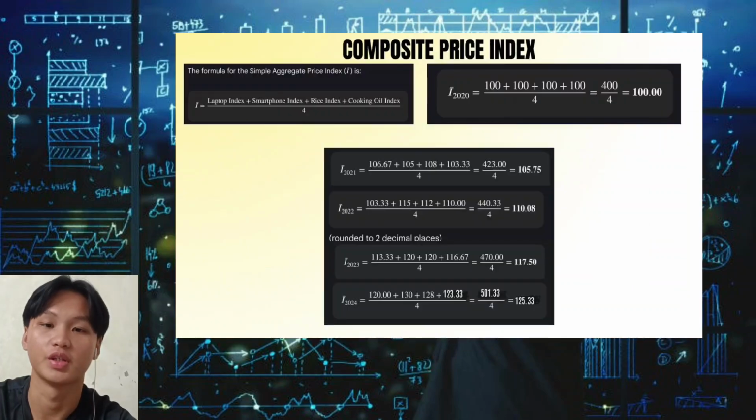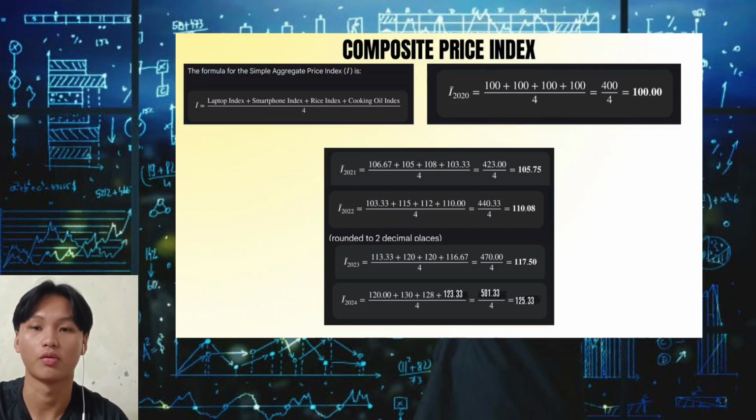Okay, now let's move into the composite price index. The composite price index shows the overall price change for all four products combined. The formula is: composite index equals all product indexes added together and divided by 4. So here are the results.